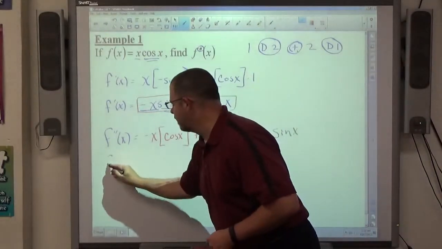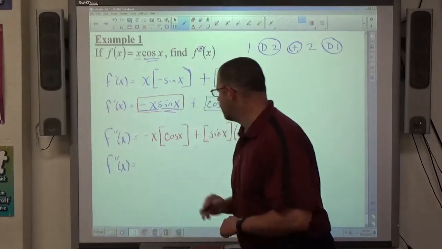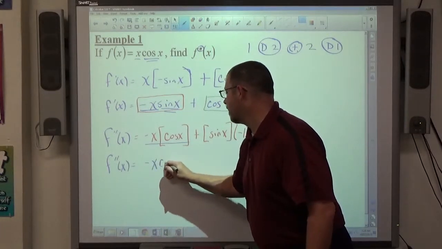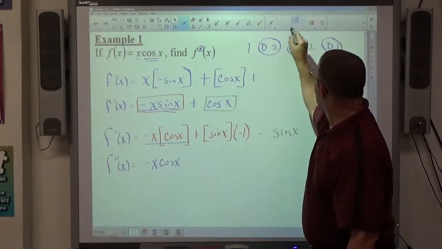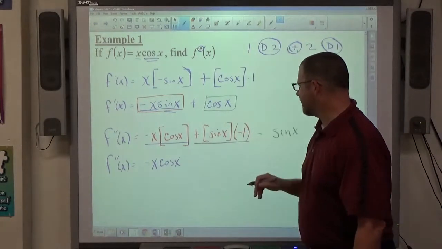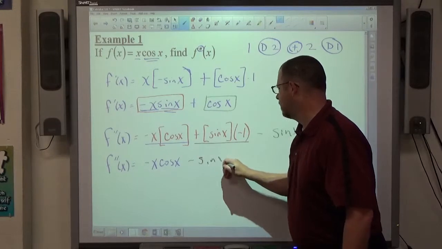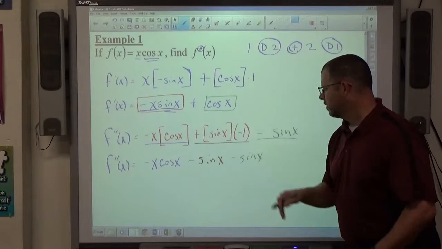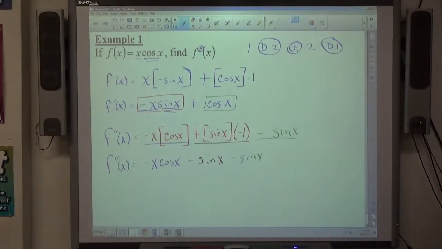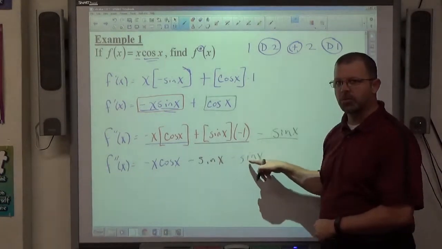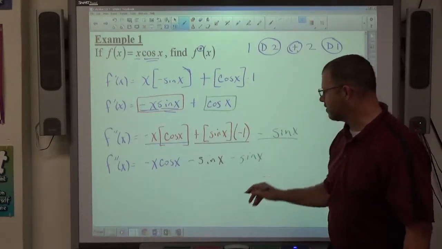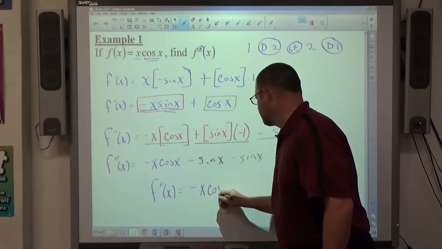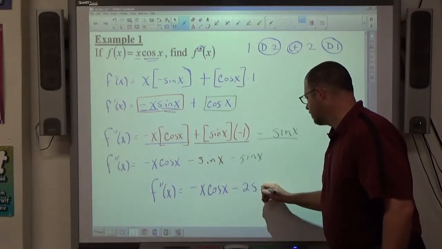So if I'm doing algebra, f double prime stays what it's called. If I beautify things up, negative x cosine of x is just negative x cosine of x. Don't need the brackets. Plus sine of x times negative 1 makes minus sine of x. And minus sine of x just makes minus sine of x. Sometimes we're done there. In this case, you'll notice sine of x and sine of x are like terms. They're both negative, so I add them together. So my best final answer on this one, f double prime of x, is negative x cosine of x minus 2 sine of x.